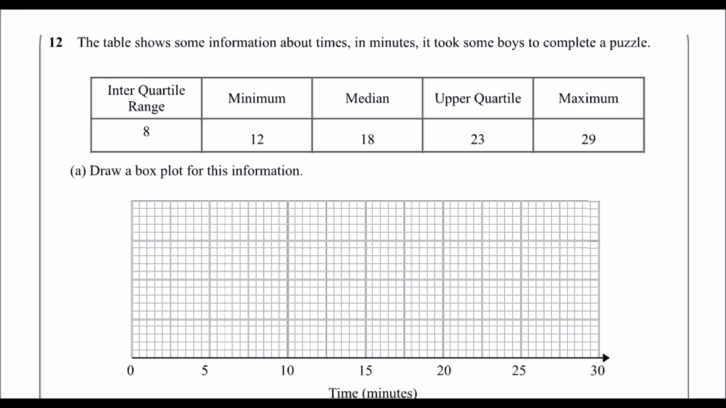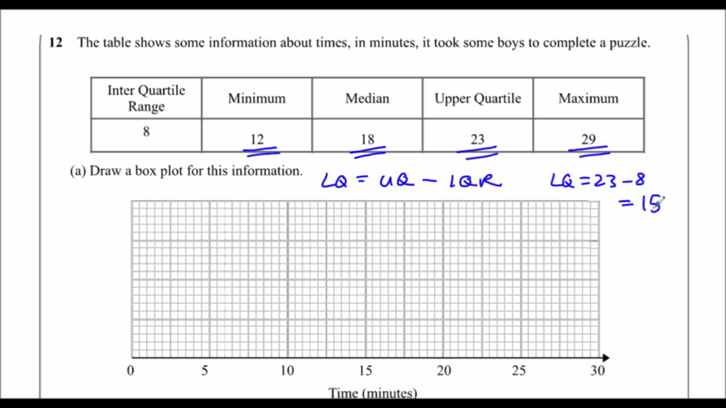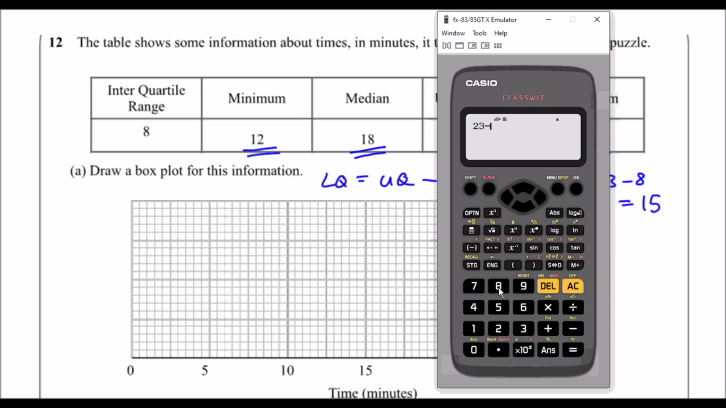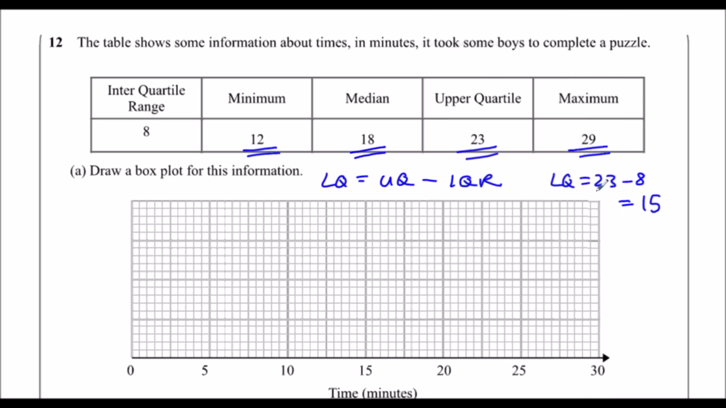Question 12. The table shows some information about times in minutes it took some boys to complete a puzzle. And we need to draw a box plot. So for a box plot, we need the lowest time, which we've got, the highest time, which we've got. We need a lower quartile, which we haven't been given, but we've been given the median, the upper quartile, and the interquartile range. So we can find the lower quartile, because it'll be the upper quartile, take away the interquartile range. So 23 take away 8, which will be 15. So we can use our calculator to check. So the lower quartile is at 15.